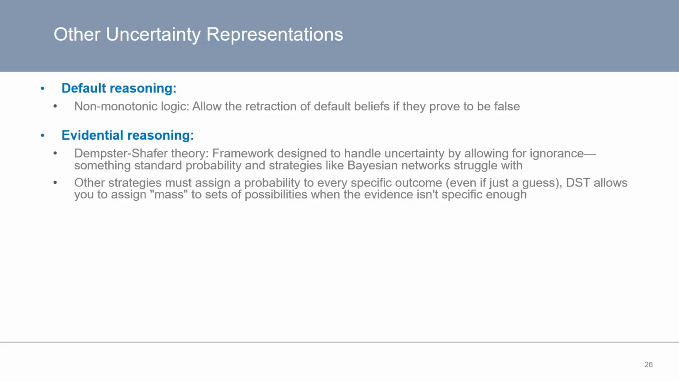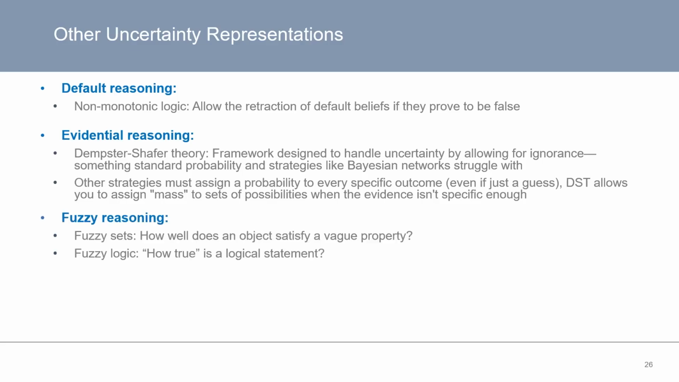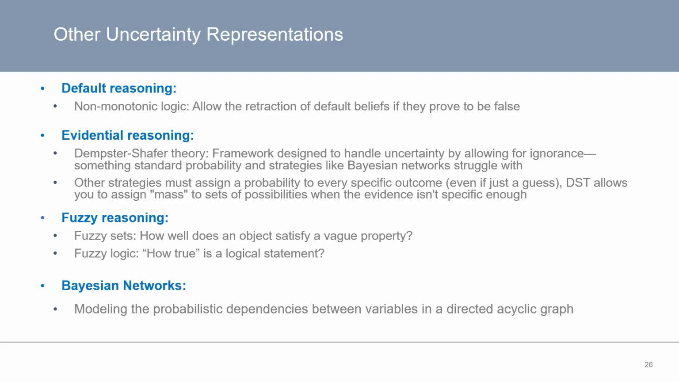While other strategies must assign a probability to every specific outcome, even if they're just guesses, the Dempster-Shafer theory allows you to assign so-called mass to sets of possibilities when the evidence isn't specific enough. Then there's fuzzy reasoning, where a fuzzy set can describe how well an object satisfies a vague property. Fuzzy logic asks, how true is a logical statement? And lastly, Bayesian networks offer modeling of probabilistic dependencies between variables in a directed acyclic graph.